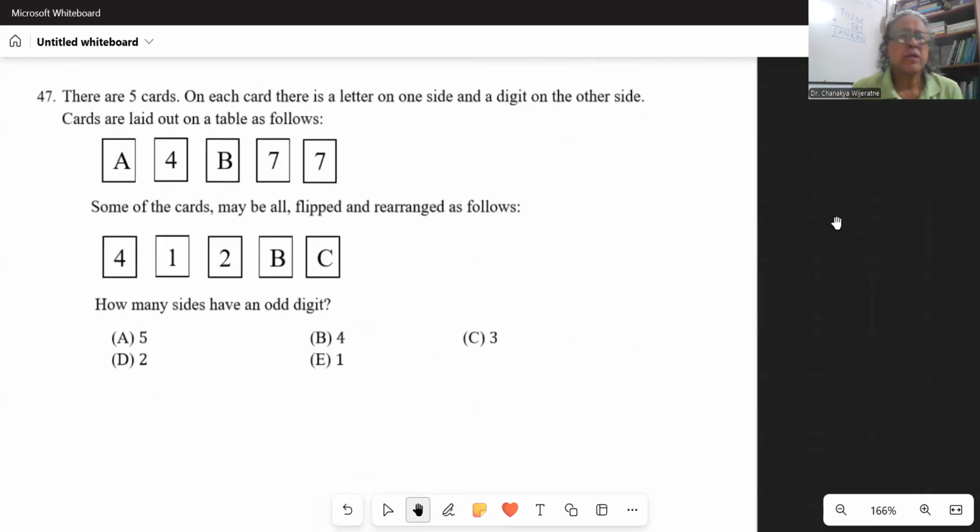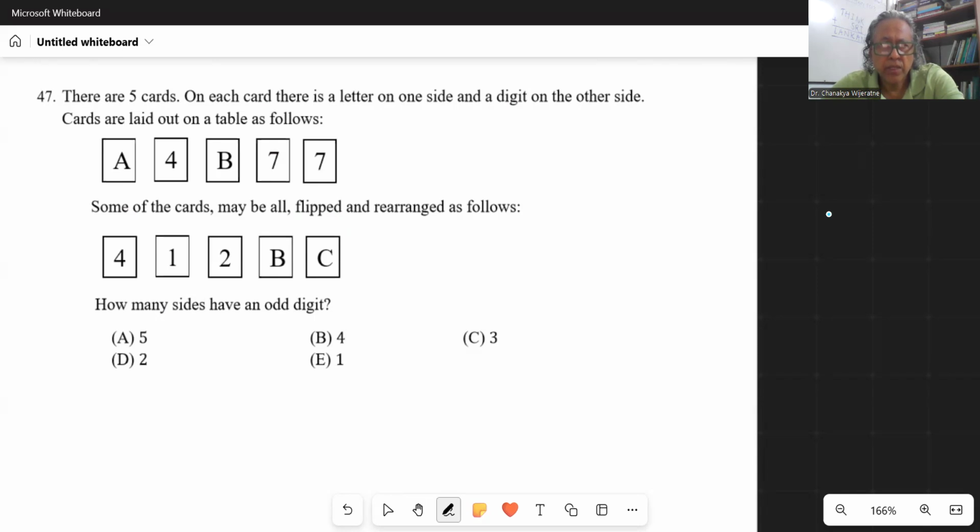There are 5 cards. On each card, there is a letter on one side and a digit on the other side. Right. So cards are laid out on a table as follows. Right. Some of the cards may be flipped and rearranged as follows. How many sides have an odd digit? Right.